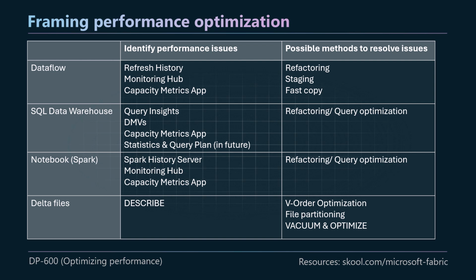So that's a bit of an overview of what we're going to be discussing in this lesson. Now let's dive into Fabric, and we're going to begin by looking at some of the generic tools like the monitoring hub and the capacity metrics app before diving into the data flow, the data warehouse, and the Spark notebook in more detail. So let's begin.